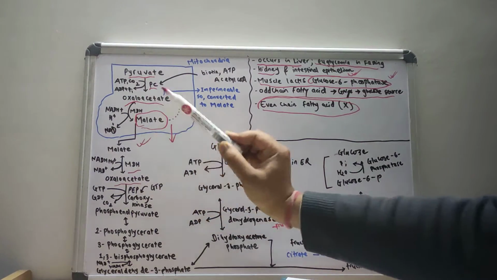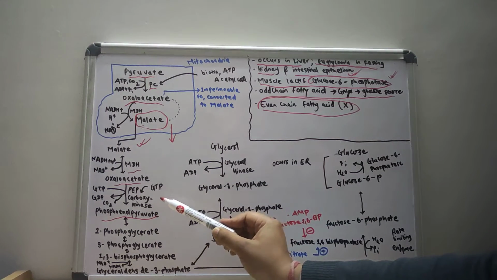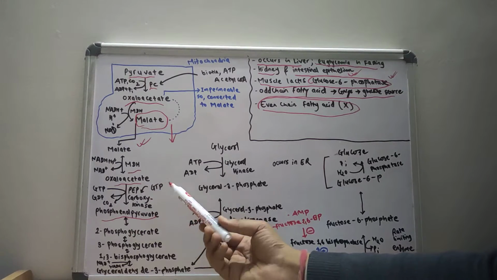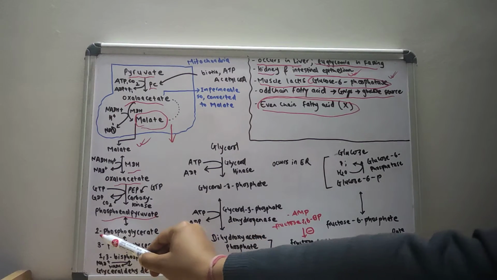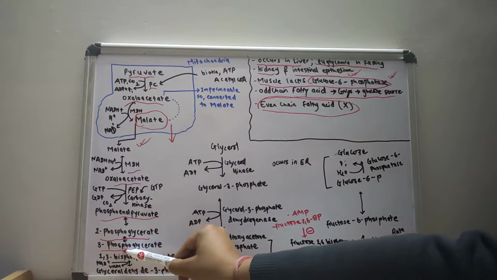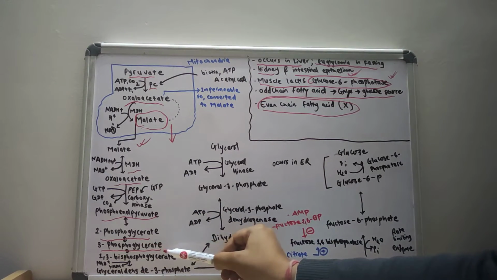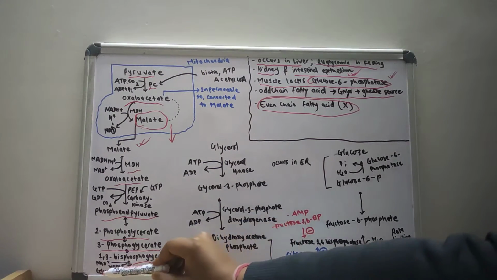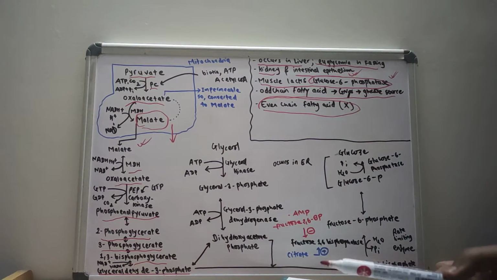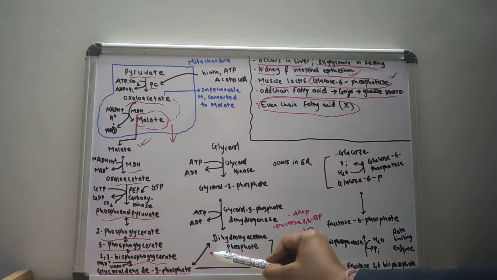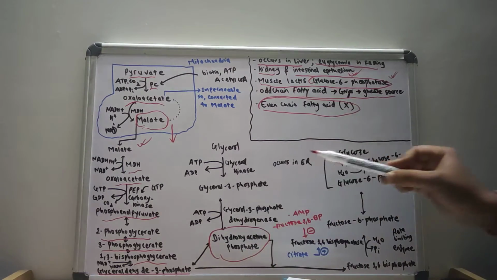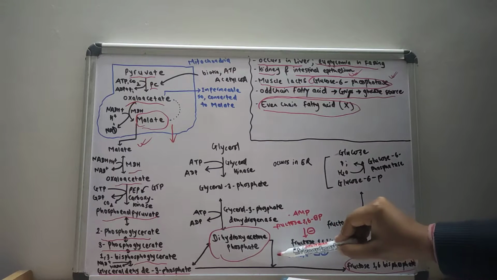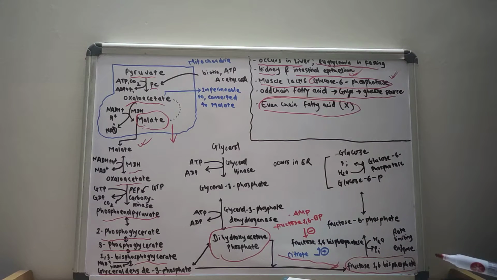And the oxaloacetate is converted to phosphoenolpyruvate by the enzyme phosphoenolpyruvate carboxykinase. This is the reaction you have to understand. And the phosphoenolpyruvate is converted to 2-phosphoglycerate, then it is again converted to 3-phosphoglycerate, and again to 1,3 bisphosphoglycerate. So 1,3 bisphosphoglycerate is converted into glyceraldehyde 3-phosphate. From the glyceraldehyde 3-phosphate, it can convert to dihydroxyacetone phosphate, and also fructose 1,6 bisphosphate. And from the dihydroxyacetone phosphate also, fructose 1,6 bisphosphate can be synthesized.